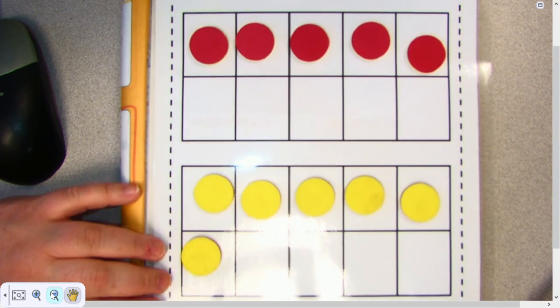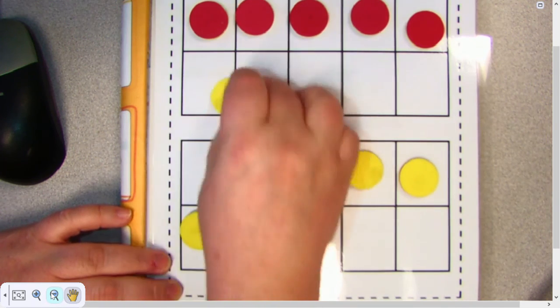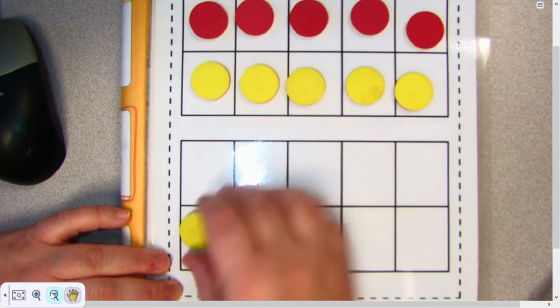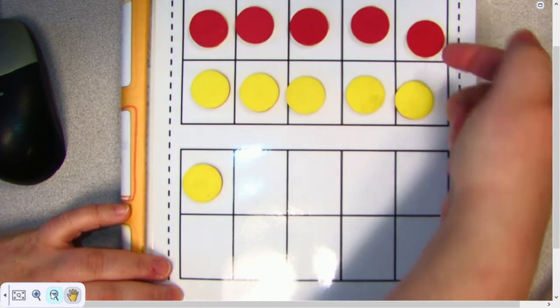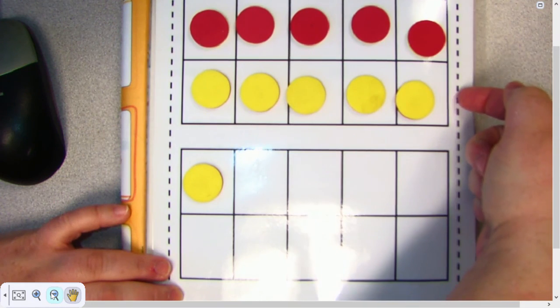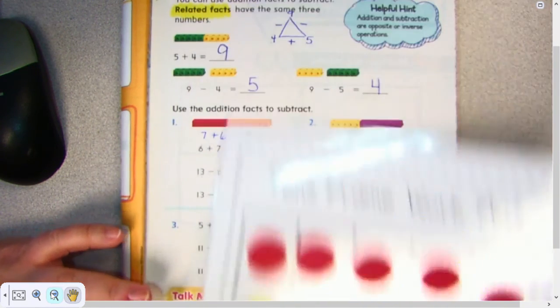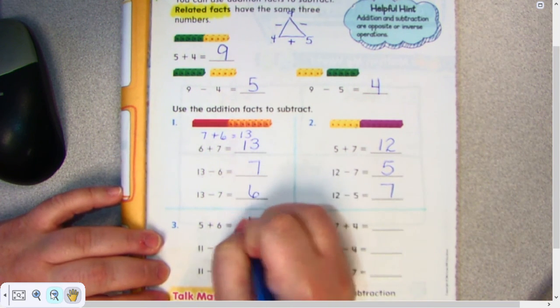All right. So we have 5 plus 6. Can we make a friendly 10? We can. Let's push them up. 1, 2, 3, 4, 5. So what is 5 plus 6? Do you see that? 5 plus 5 is 10. Plus 1 more is 11. So 5 plus 6 is 11.